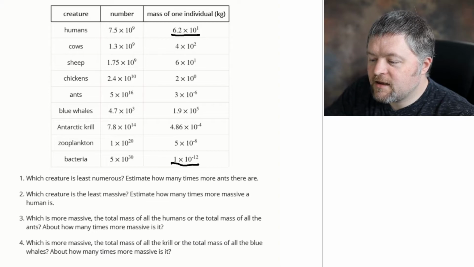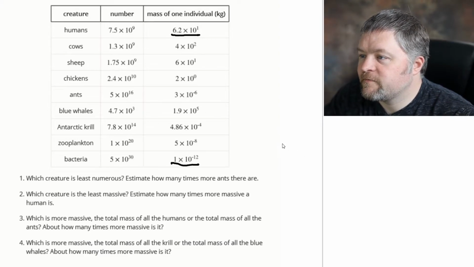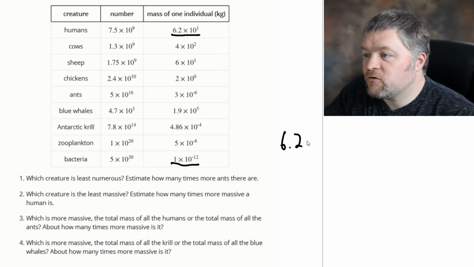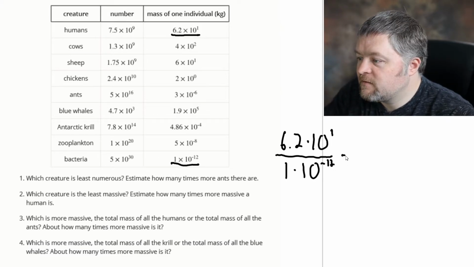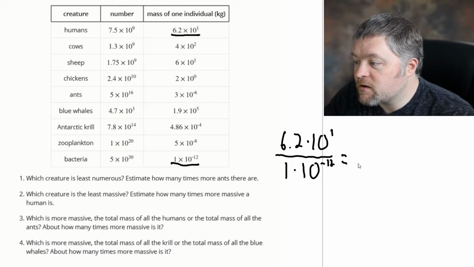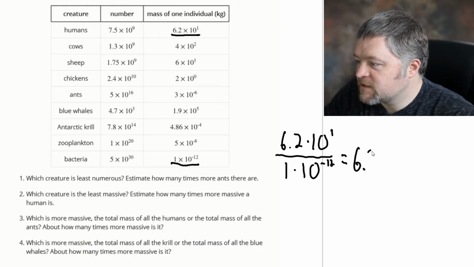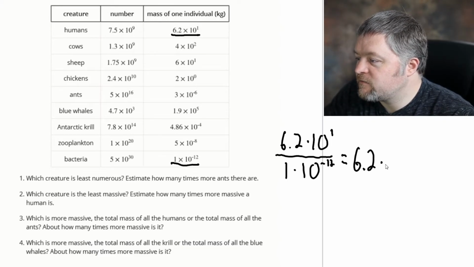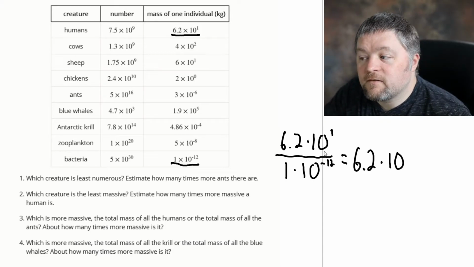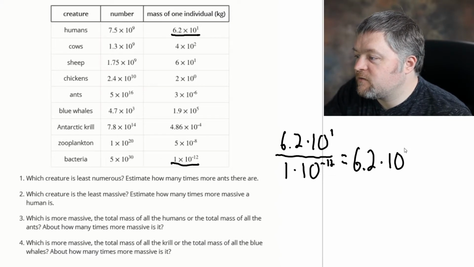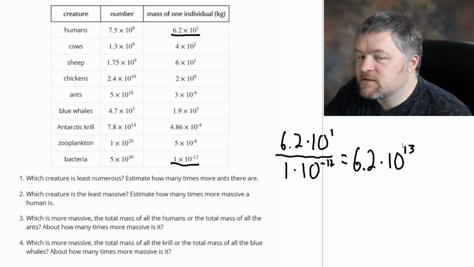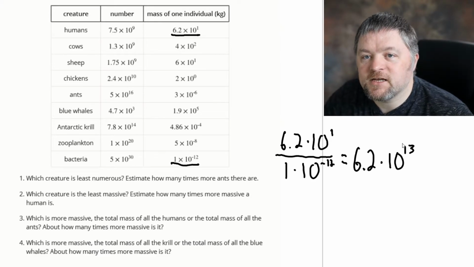So let me erase that and we'll flip it upside down. 6.2 times 10 to the power of 1 divided by 1 times 10 to the power of negative 12. 6.2 divided by 1, that's a much easier division problem. 6.2, anything divided by 1 is itself, times 10 to the power of, subtract the exponents. 1 subtract negative 12 is 1 plus 12. 1 plus 12 is 13. That answer makes a lot more sense.